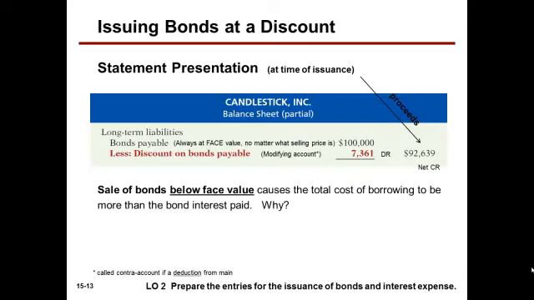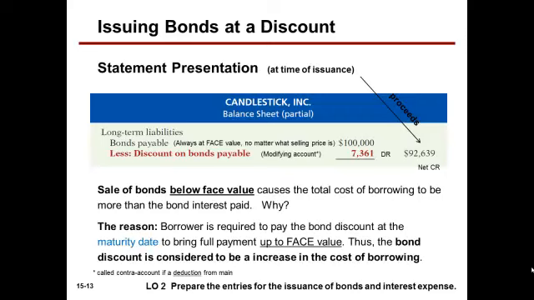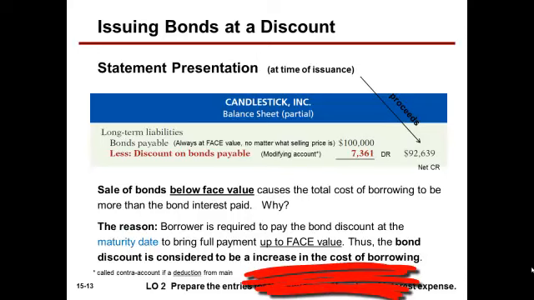The sale of bonds below face value will cause the total cost of borrowing to be more than the bond interest paid to bondholders. Why is this the case? The borrower is required to pay the bond discount at the maturity date to bring the full payment up to face value. The issuer of the bonds will owe $100,000 to the buyers, not $92,639. Thus, the bond discount is considered to be an increase in the cost of borrowing.